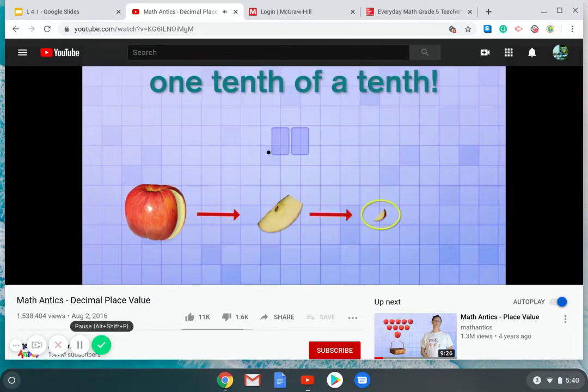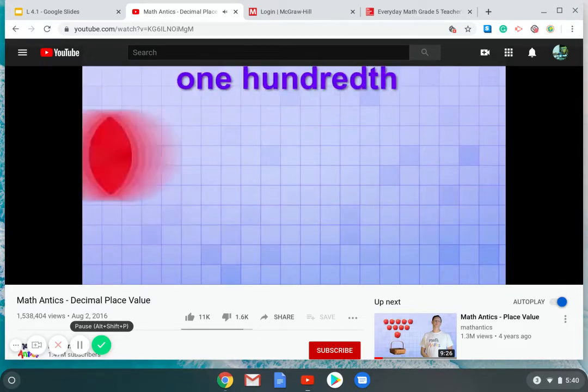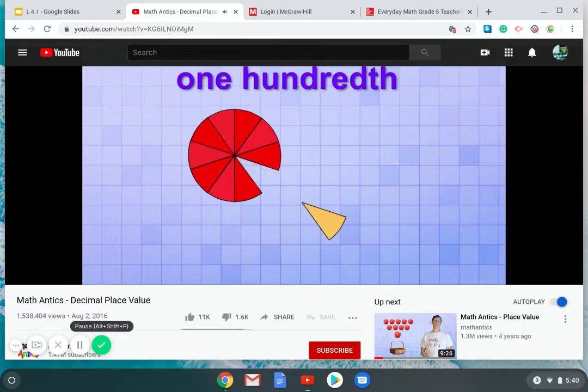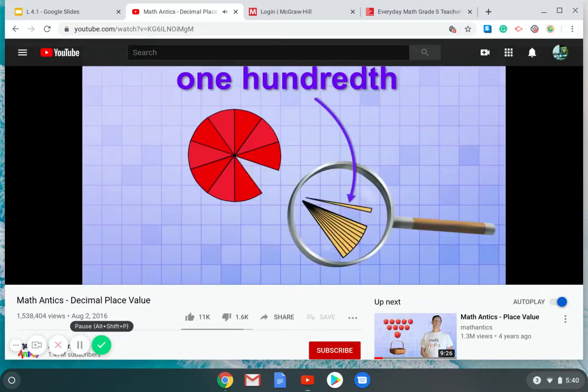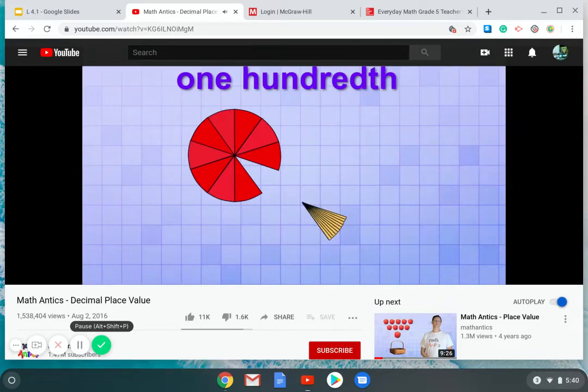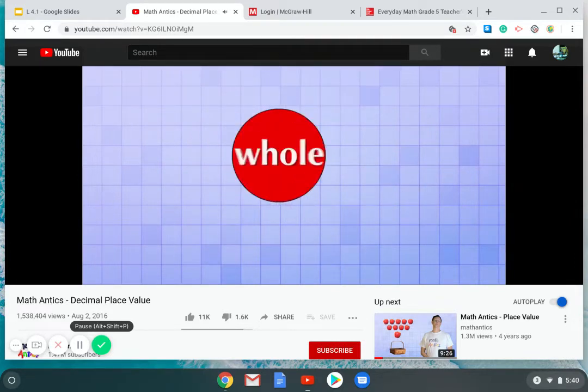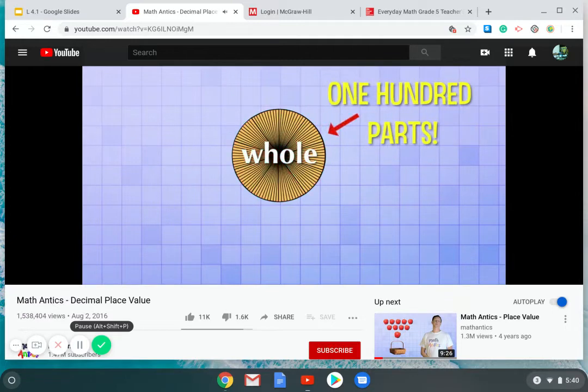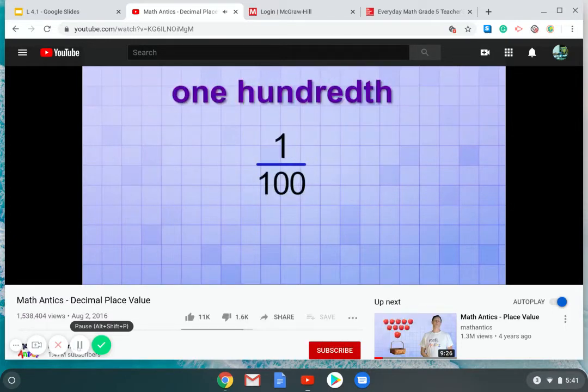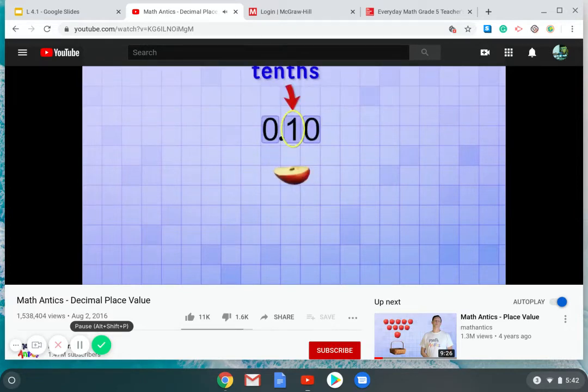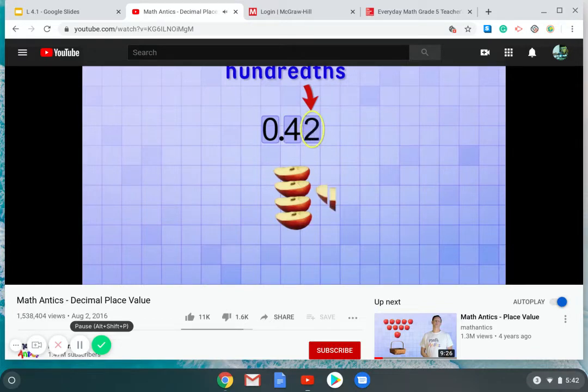1/10 of a tenth is called a hundredth, and it's the fraction you get if you take a tenth and divide it into 10 equal parts. It's a very small fraction, and it's called a hundredth because it's the same fraction you'd get if you take a whole and divide it up into 100 parts. Fraction form looks like this: 1 over 100. Just like tenths could be used to represent amounts that are in between the ones, hundredths can be used to represent amounts that are in between tenths.